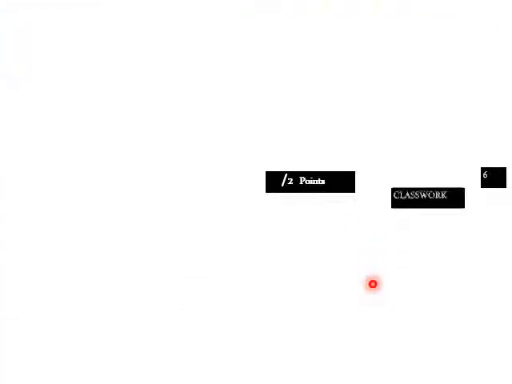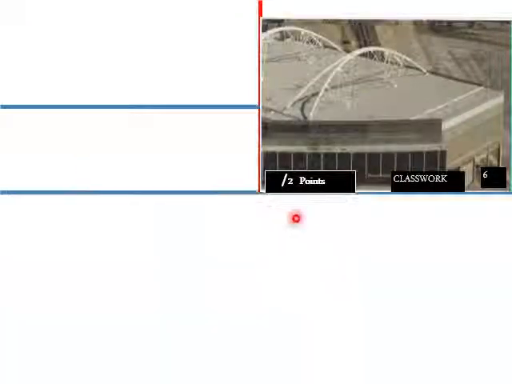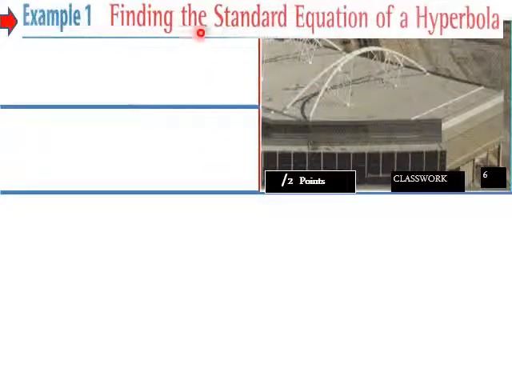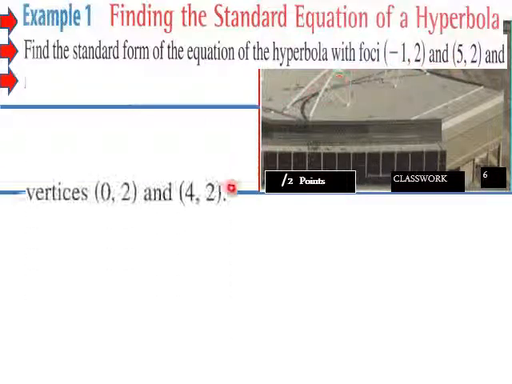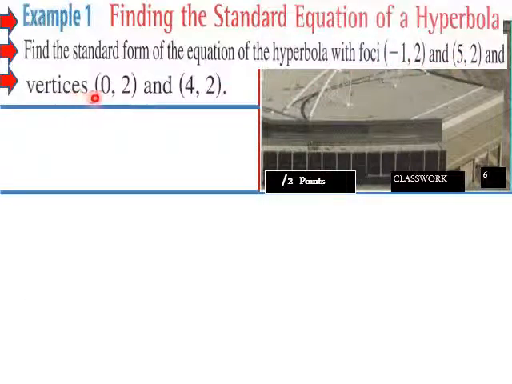Page 5. Page 6, now we go into an example: finding the standard equation of a hyperbola. Find the standard form of the equation of the hyperbola with foci at (-1, 2) and (5, 2). Vertices will be at (0, 2) and (4, 2).